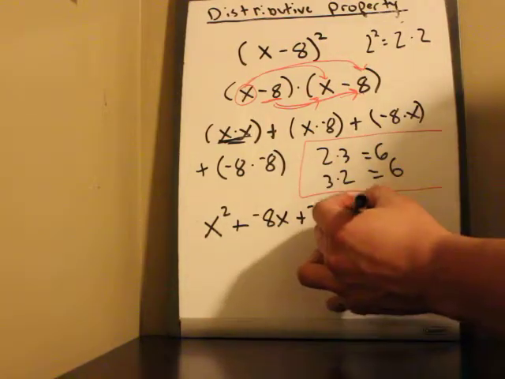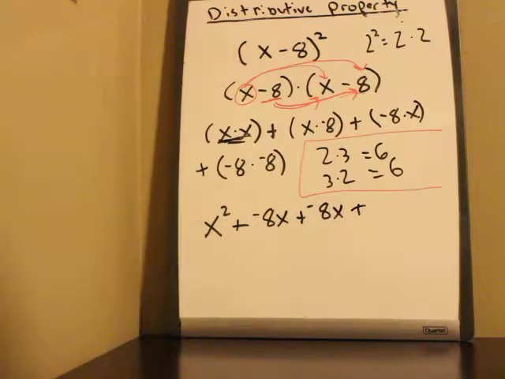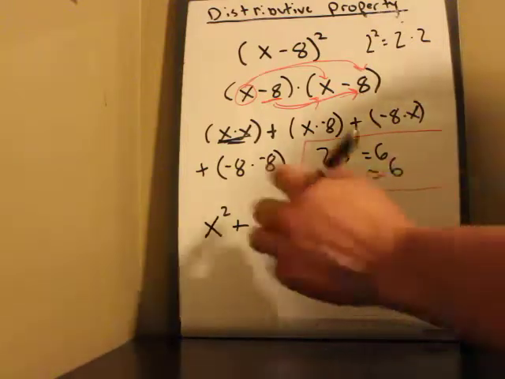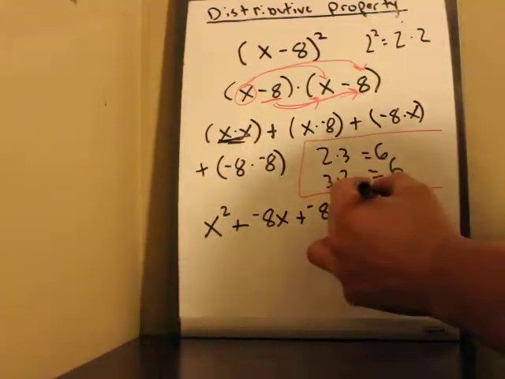Now we're going to have plus, well, negative 8 times negative 8 is, that's right, 64. So remember, a negative times a negative is a positive. 8 times 8 is 64.